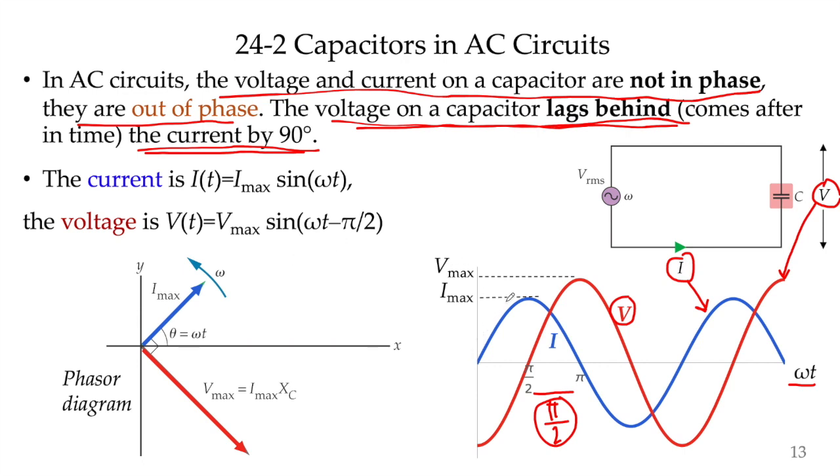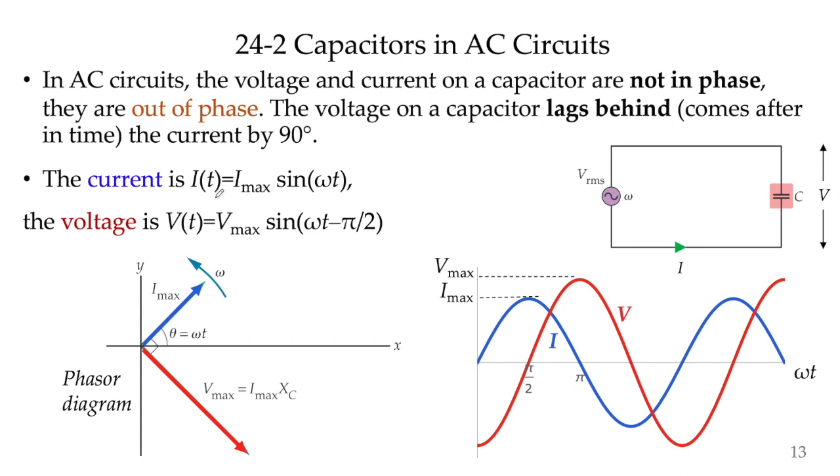Now, what we learned before is, by the way, what is the formula for these plots? Let's think about it. In this chapter, we're going to take the current always as some maximum value multiplied by sine omega t. You may ask, could it be cosine? Yes, it could be cosine, but let's just use sine.